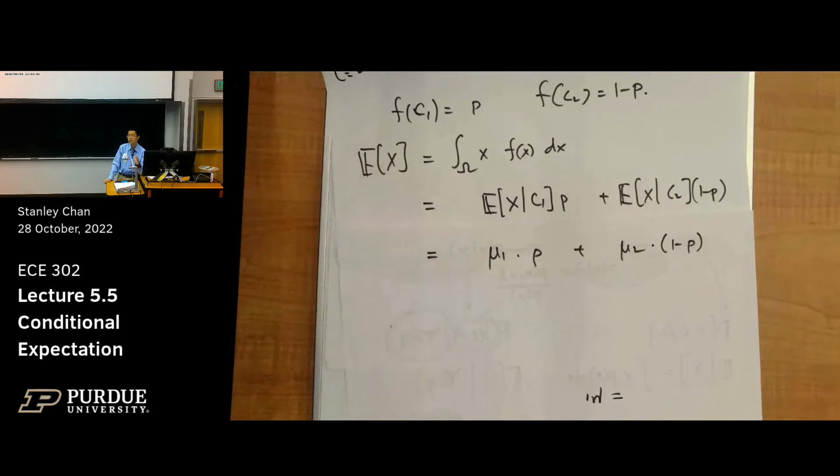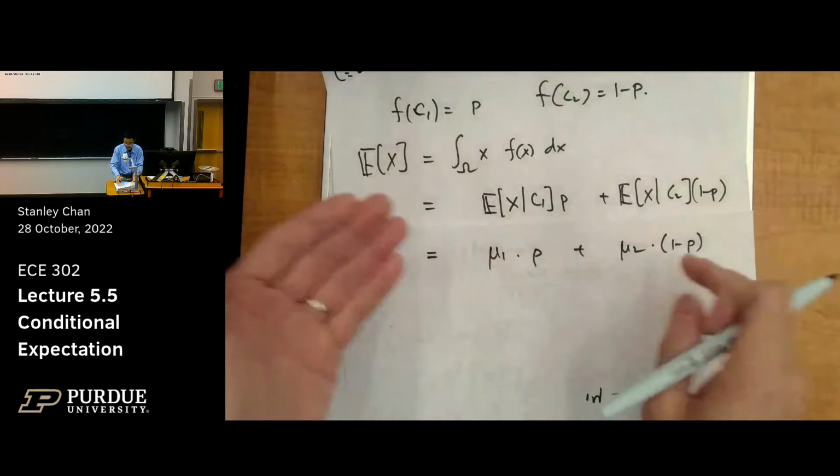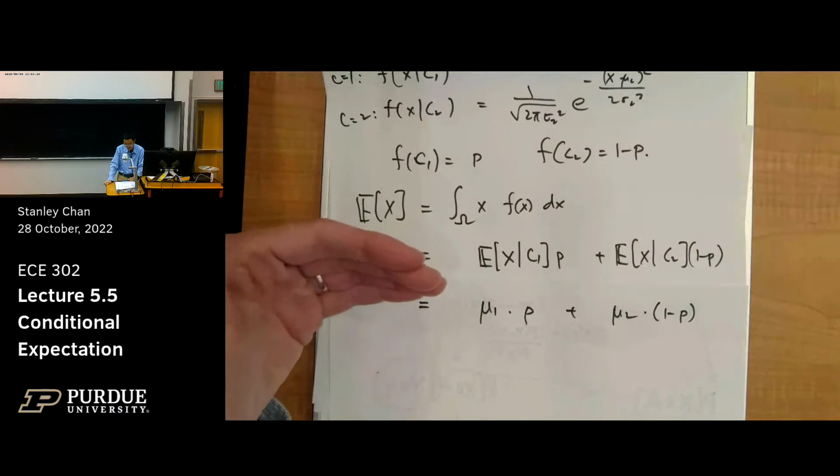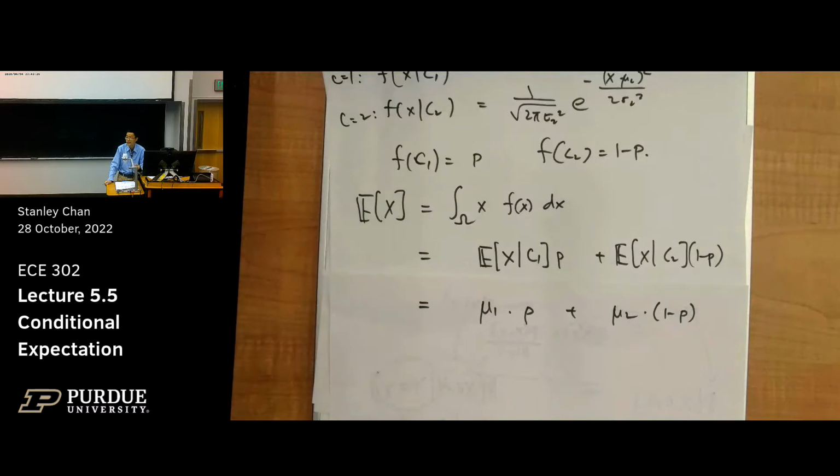Okay, very intuitive. You have two different types of cars. One has mean mu1, one has mean mu2. The chance of getting car 1 is p. The chance of getting car 2 is 1 minus p. Of course, the average will be p times mu1 plus 1 minus p times mu2. Add them together, so that would be the average. Okay, so you see that the conditional expectation for this problem is actually one step.